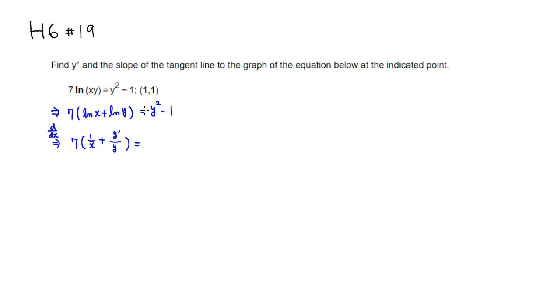And the derivative of the right-hand side: the derivative of y squared would be 2y, but you have to multiply by y prime. And the derivative of negative 1 is 0. So we have that. Then I don't like fractions here, so I'm going to multiply by xy. The reason we multiply by xy is that there's an x on the bottom here and a y on the bottom there.